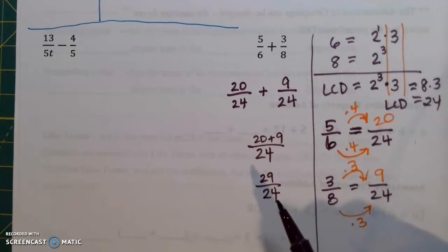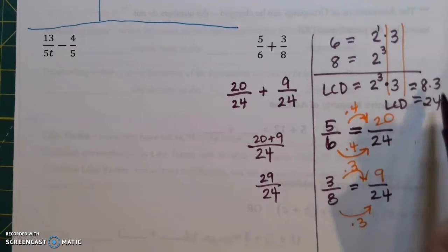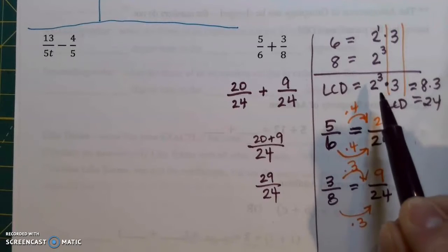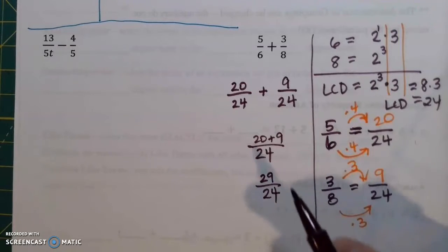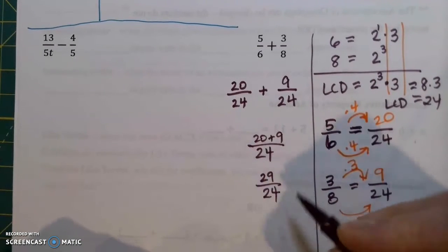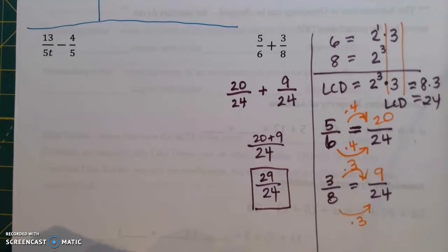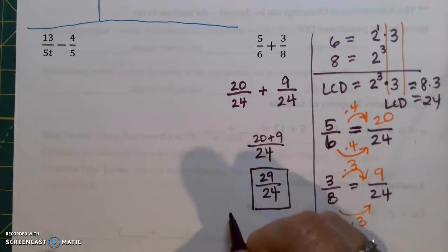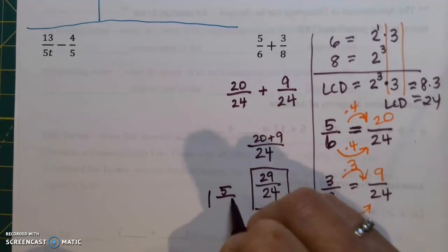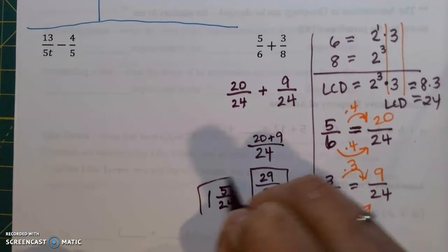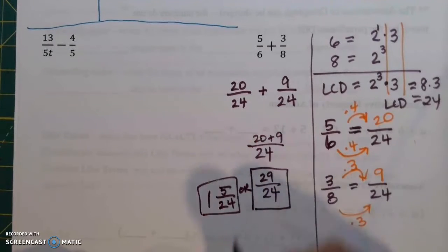29 is a prime number, so I know it's not going to have any common factors with 24, which we had factored up over here. Remember, that's a bunch of 2's and a 3. So there isn't any simplifying we can do here. As an improper fraction, that would be the final answer. As a mixed number, it would be 1 and 5/24.